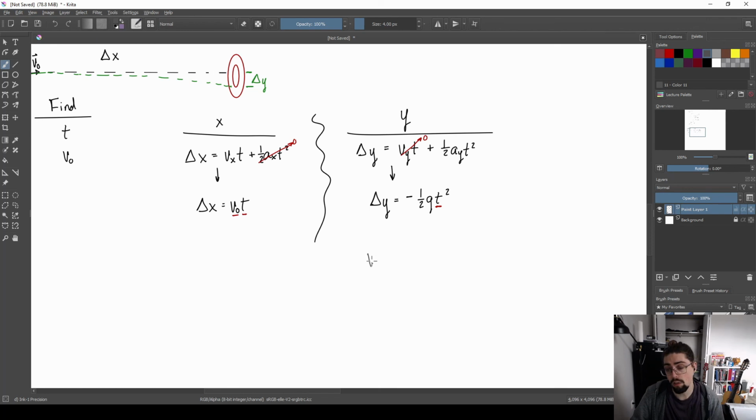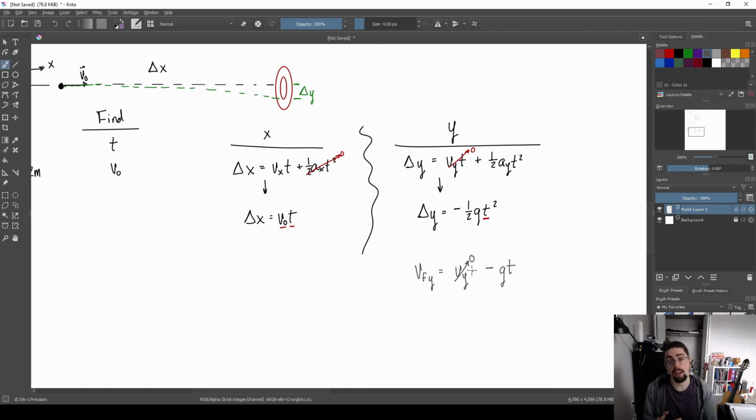My final velocity in the y direction is equal to the initial velocity in the y direction, otherwise known as 0, minus g times t. That right there tells me I have a velocity in the y direction, a speed in the y direction, and since the x direction has not changed at all, we did in fact speed up as we fell down.